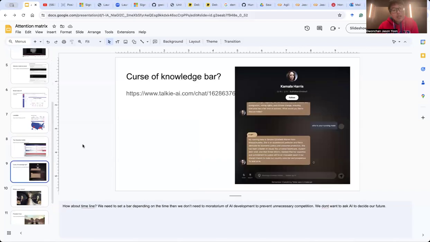But how about the timeline? Yeah, the timeline is very important. So we need to set a bar depending on time. Then we don't need a moratorium on AI development to prevent unnecessary competition. There's a trade-off also, but we can cross boundaries. We don't want to ask AI to decide our future.